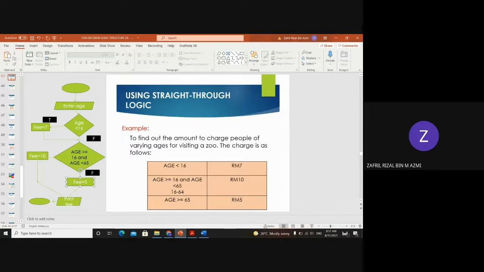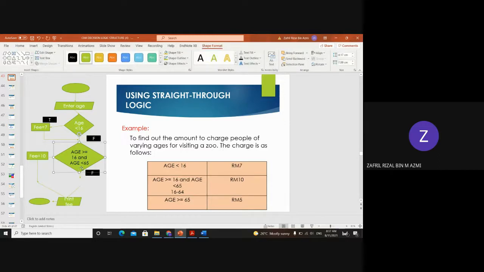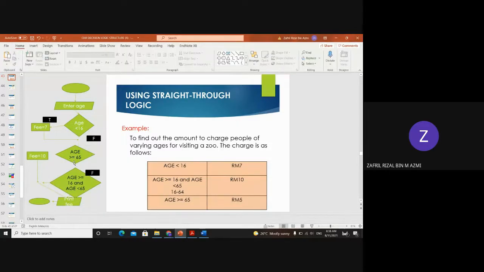Sorry, this is not here. So it's supposed to be, oh sorry, I'm missing another one. Okay, sorry, I'm missing the last one, which is age more than 65. Okay, this is supposed to be here. Okay, this is the nature of the straight through logic.